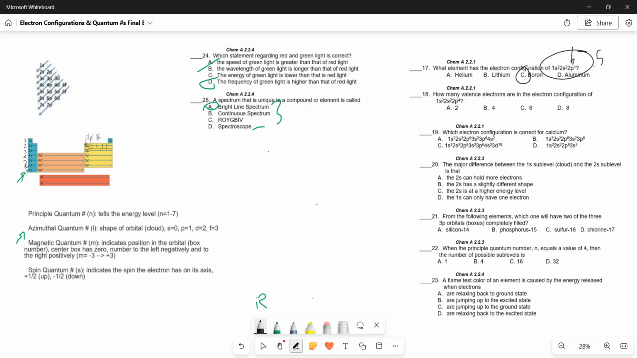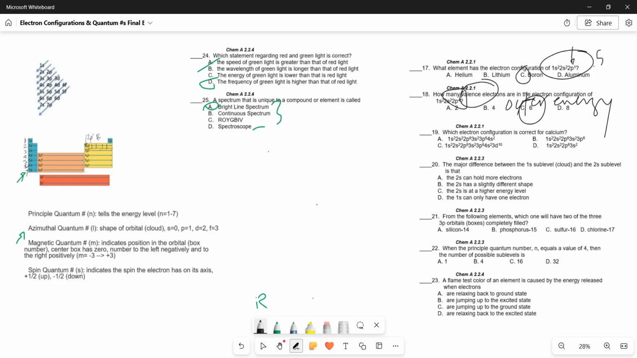18. How many valence electrons are in the configuration of 1s2, 2s2, 2p4? Valence means outer energy level. And so if we look at this configuration, the highest energy level achieved here is 2. So we have a 2s2 and a 2p4. That means there are 6 valence electrons in this one. So the answer is C.